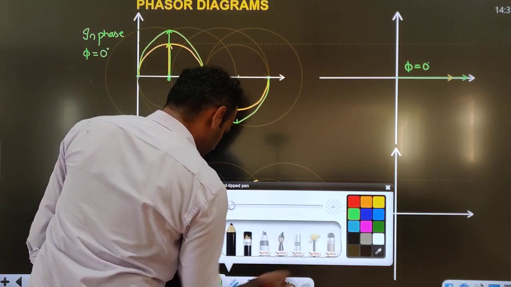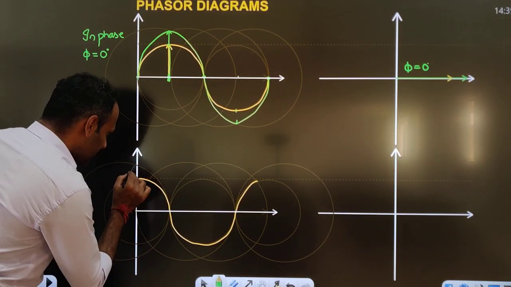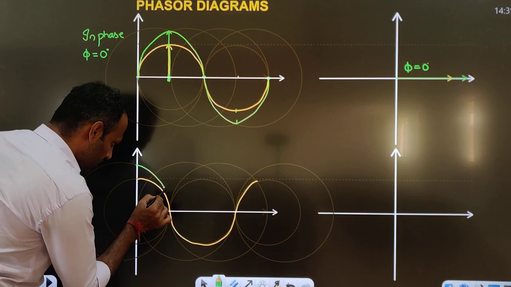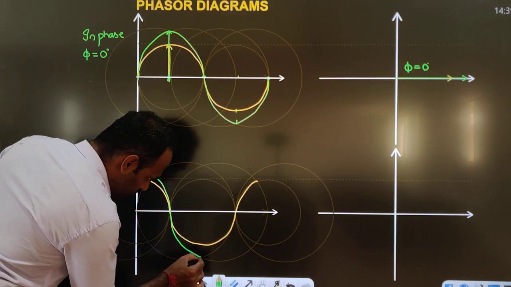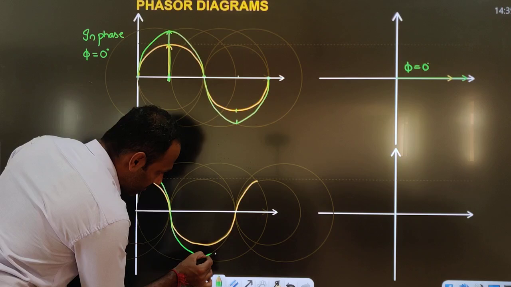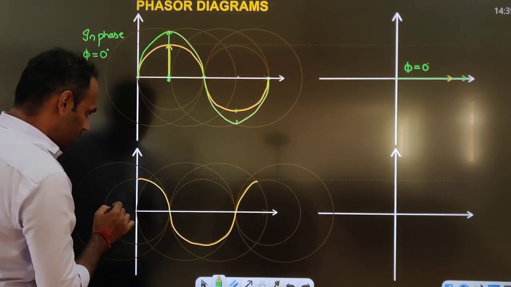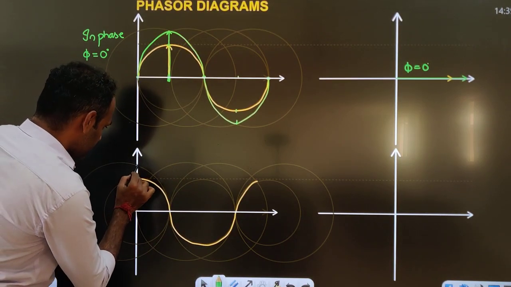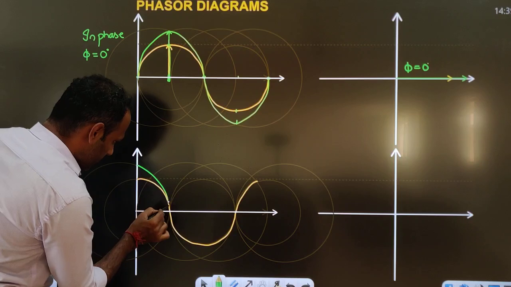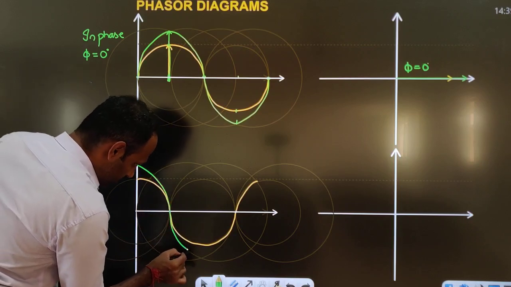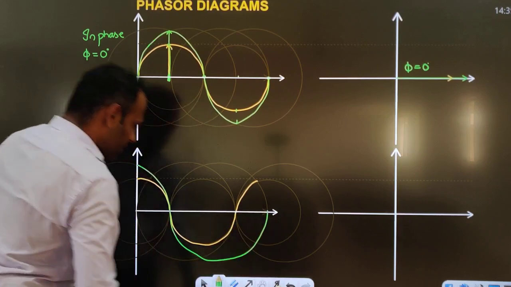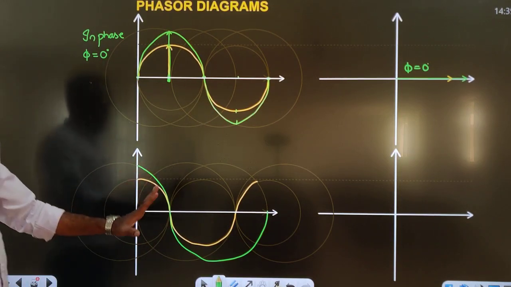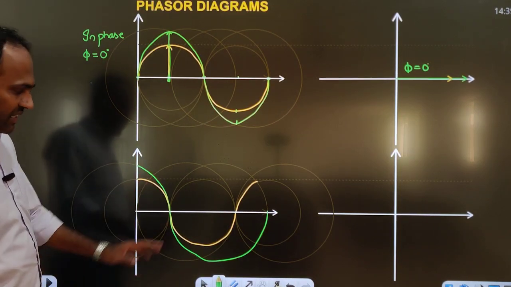We'll take one more cycle here. That cycle is also starting from the positive y-axis itself, and it is moving like this. Okay, so both the cycles are presently like this.